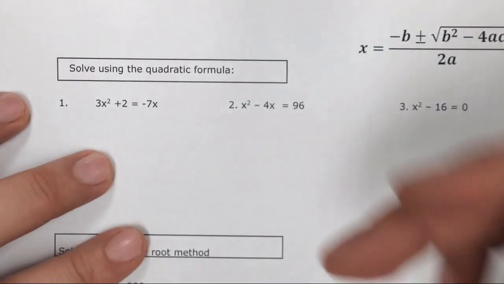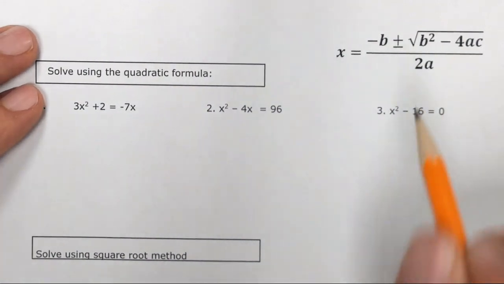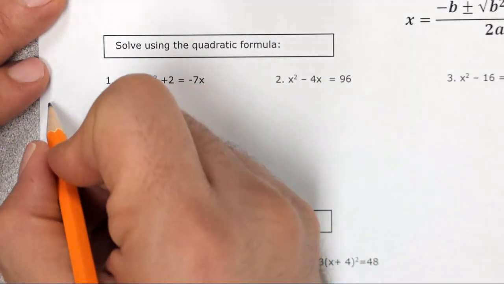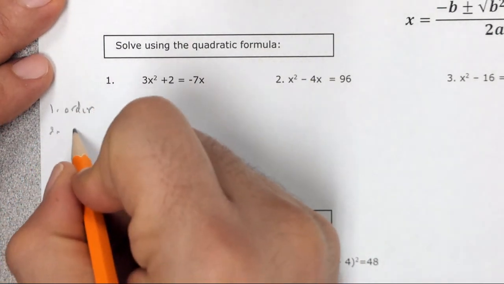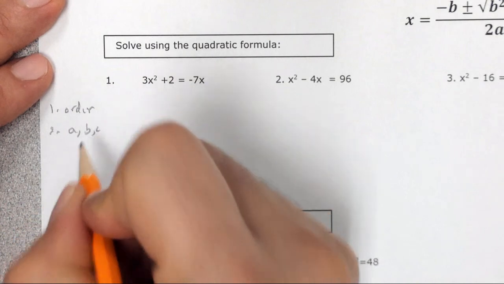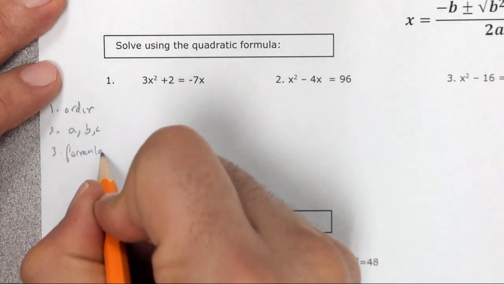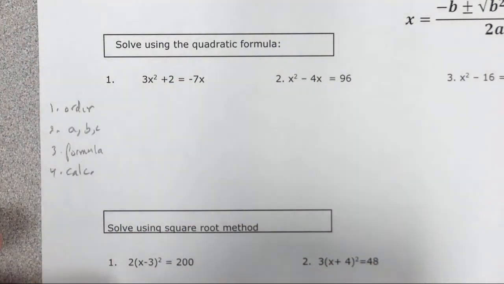Alright, here we go. Two more things on the test. The next one is going to be called the quadratic formula. So in order to get the quadratic formula, what we're going to need to do is find A, B, and C. The steps are real easy. First one, put them in order. Second one is locate A, B, and C. Third one is write down the formula with parentheses. And the fourth one, plug into the calculator. So you just got to follow all those steps.